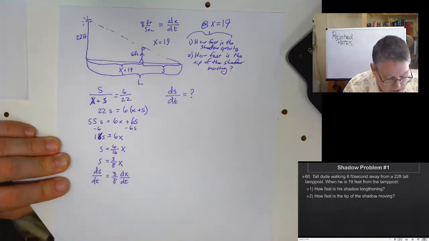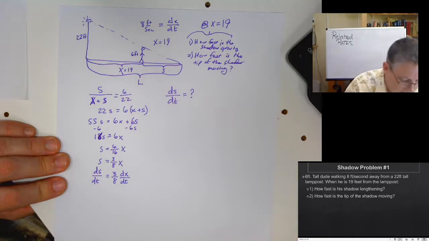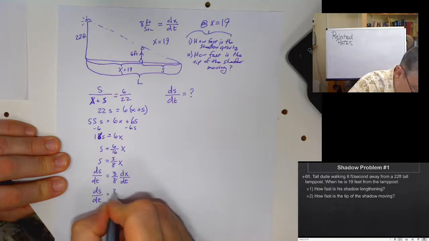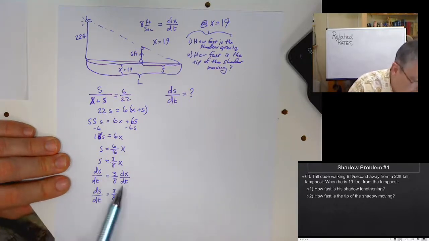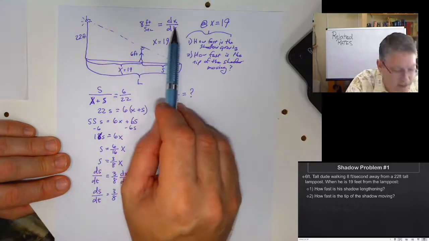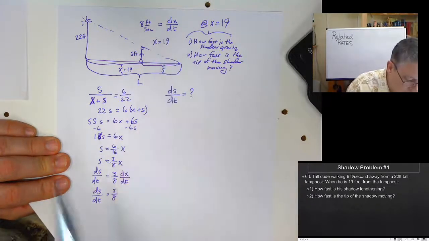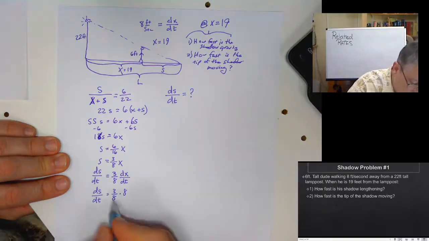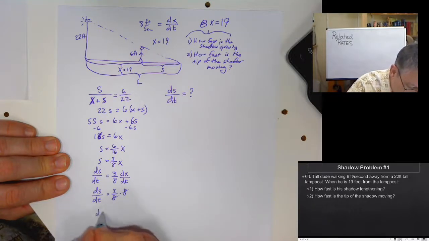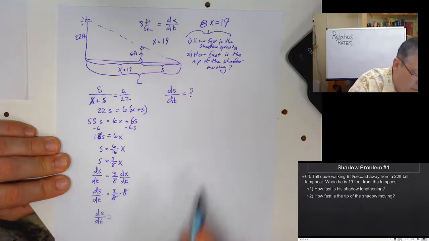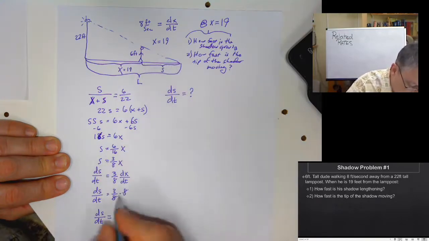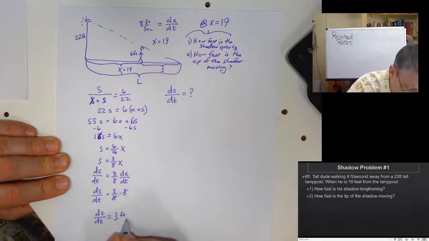And look, we know just about everything there, right? So ds dt equals 3/8, and we are given dx dt, right? Because that's just how fast the guy's walking, the rate of change of distance from the lamppost. So that's 8. Wow, did that work out nice? The 8's cancel out, so the rate at which the shadow is growing, that's our s, is just 3 feet per second.